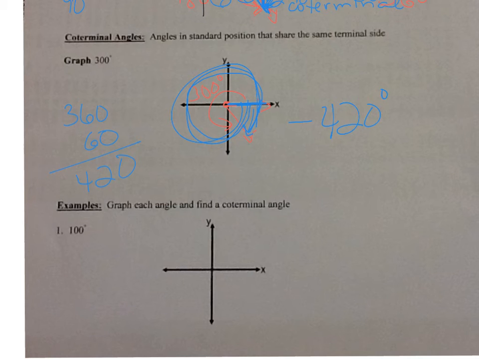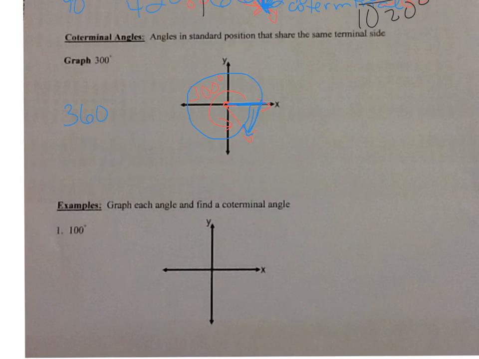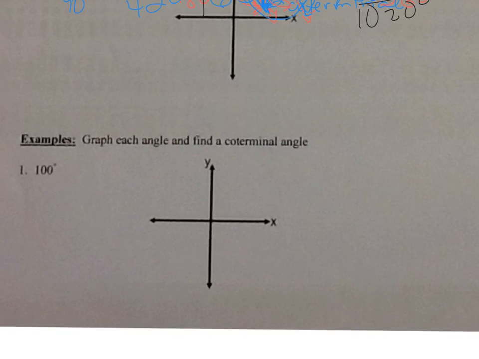I could go back around this way and start here, go around once, go around twice. So that's 360, 360, and another 300. So that's 1,020 degree angle. All right, so it's infinite. Usually what we would ask is what would be the smallest positive coterminal angle.